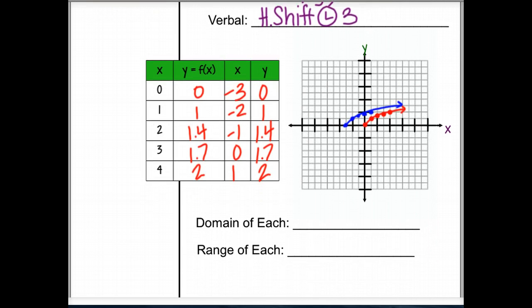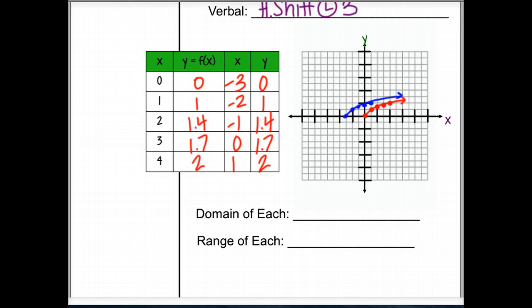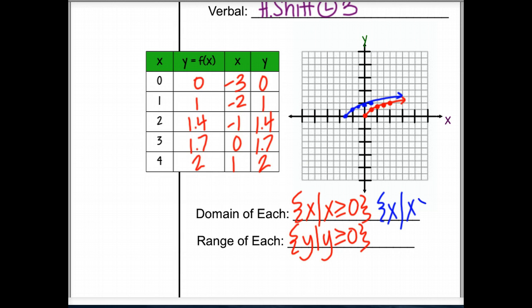If you recall from the last video, the domain of the parent function is x such that x is greater than or equal to 0, and y such that y is greater than or equal to 0. And when we go to our new function, our x has shifted such that now x is greater than or equal to negative 3, because that's the furthest point over at which it goes. And y is still y such that y is greater than or equal to 0.